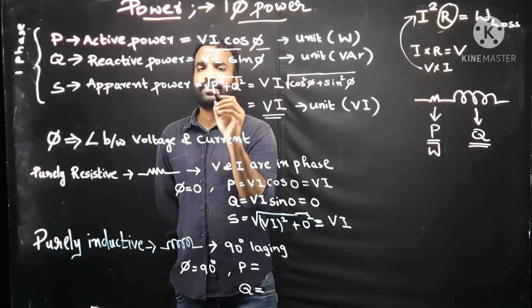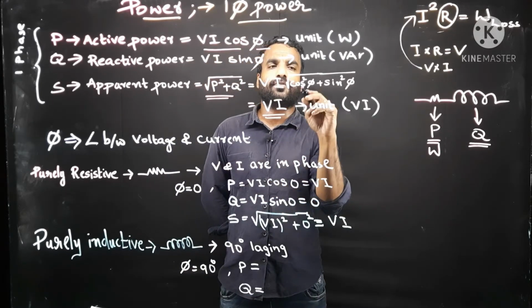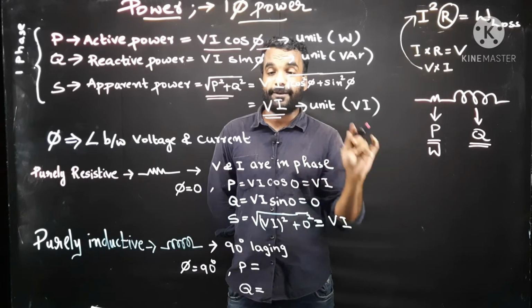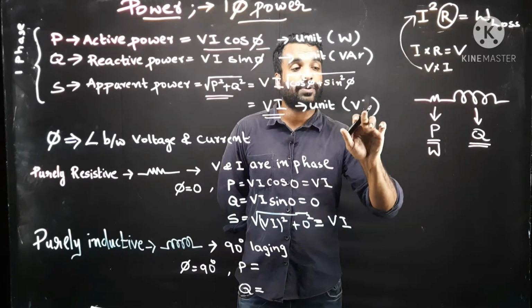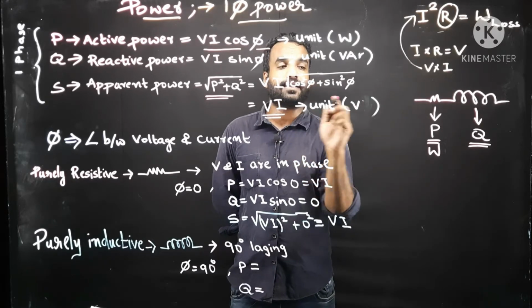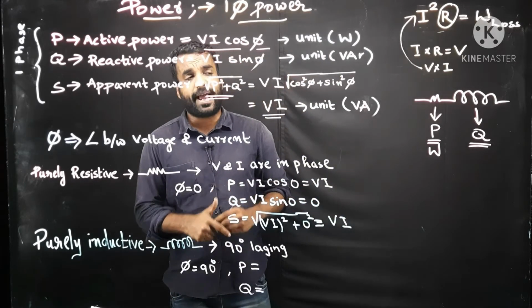And apparent power is square root of P square plus Q square, that is VI into square root of cos square phi plus sin square phi, which is 1. So it will be VI, and its unit, with voltage unit volt and current unit ampere, will be volt ampere.